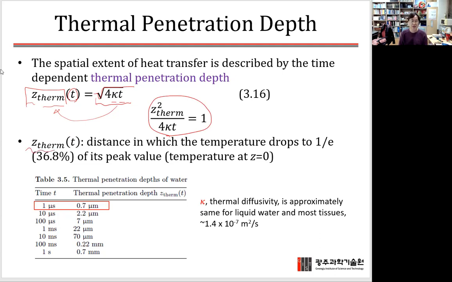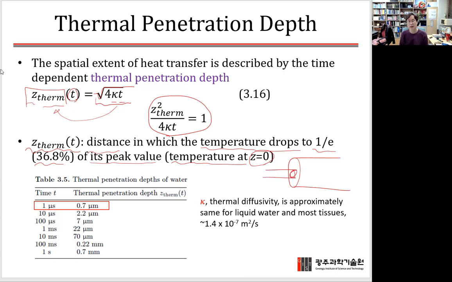Here, this term δ is representing the distance from the surface at which the temperature has decreased to 1/e, which is about 37% of the peak value. So assuming that is when the Z position is 0, it will have the highest value of the temperature. So when we had a cylinder of the tissue, and then we had a laser exposure in this area.